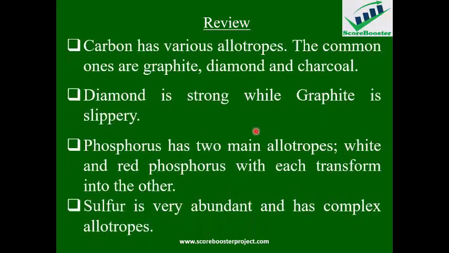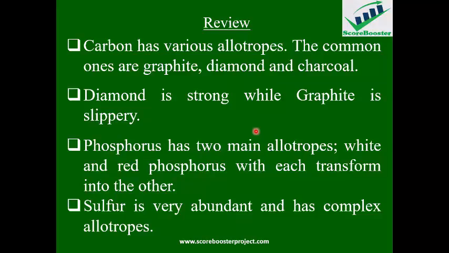But before we go, let us look at a quick review. Carbon has various allotropes. The common ones are graphite, diamond, charcoal. In fact, they have discovered another one in the US that is called fullerene. We are going to talk about that when we get to carbon. Diamond is strong, while graphite is slippery. It is not strong. Phosphorus has 2 main allotropes. We have the red one and the white one, with each transformed into the other.